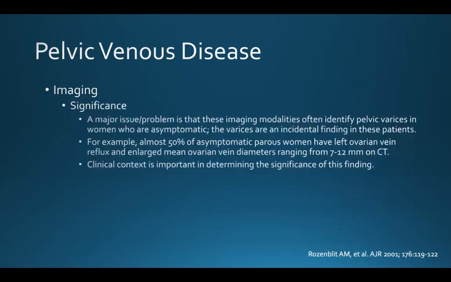A major issue with all of these imaging modalities is that they can identify pelvic varices in women who are asymptomatic. In those patients, the varices are an incidental finding. For example, almost half of asymptomatic Paris women have left ovarian vein reflux and enlarged mean ovarian vein diameters ranging from 7 to 12 millimeters on CT. Therefore, clinical context is important in determining the significance of this finding.